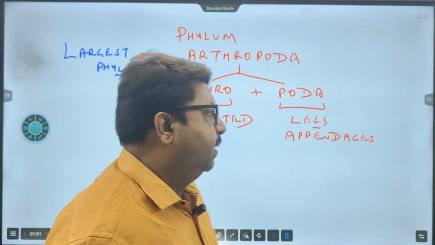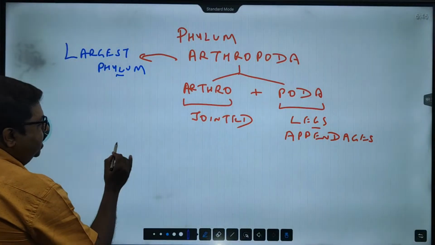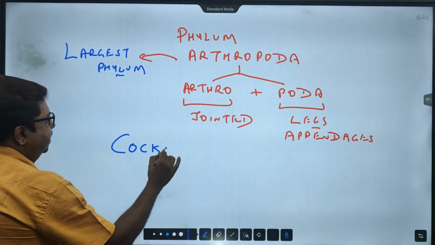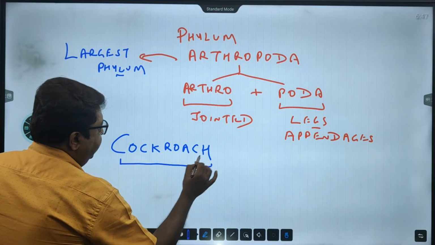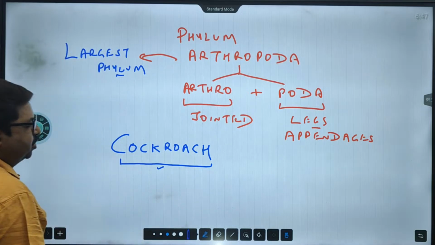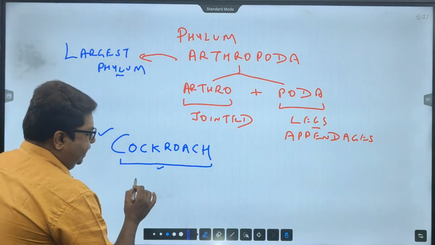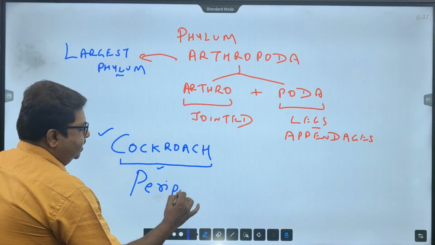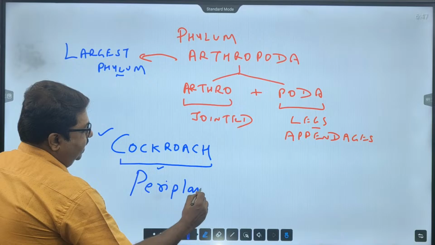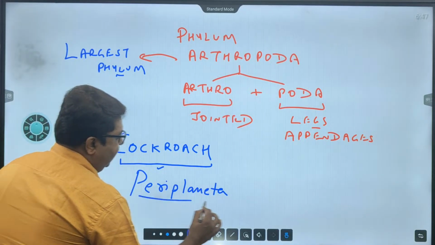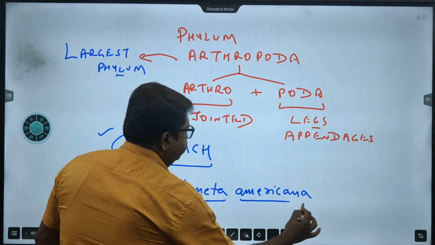Clear? Done. Now, when we talk about phylum Arthropoda, what comes immediately to our mind? The first thing which comes immediately to our mind is the cockroach. Especially you girls, you are very fond of this. I know that. Fine. What is the scientific name of this? Periplaneta americana. Periplaneta americana is the scientific name of cockroach.